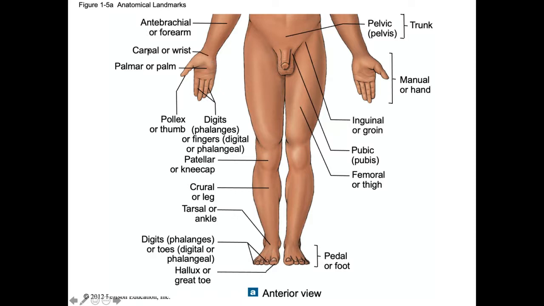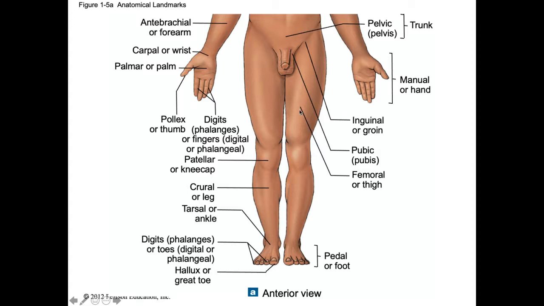In the wrist, they were called carpals, but in the foot, they're called tarsals. So you have carpals and tarsals. In the toes and the feet, we also have phalanges, just like we did of the hand. In the thumb, it was called pollicis, but of the toe, it's called hallux or hallucis.